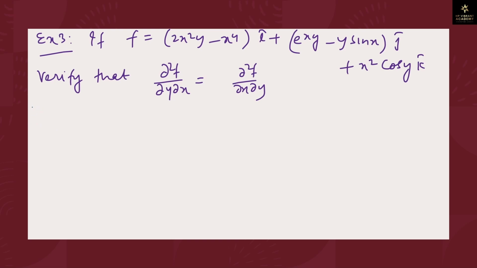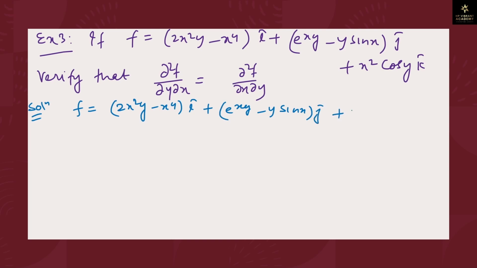Let us discuss question number 3, how we can solve this. So we have the value of f as f is equal to (2x square y minus x^4) i cap plus (e to the power xy minus y sin x) j cap plus x square cos y k cap. Okay, so we have to verify that del 2f upon del y del x is equal to del 2f upon del x del y.